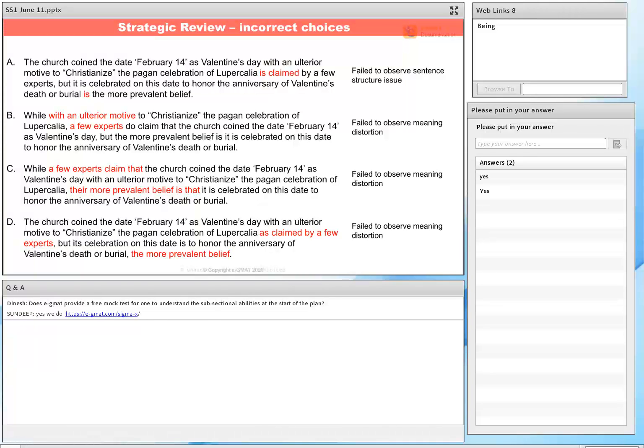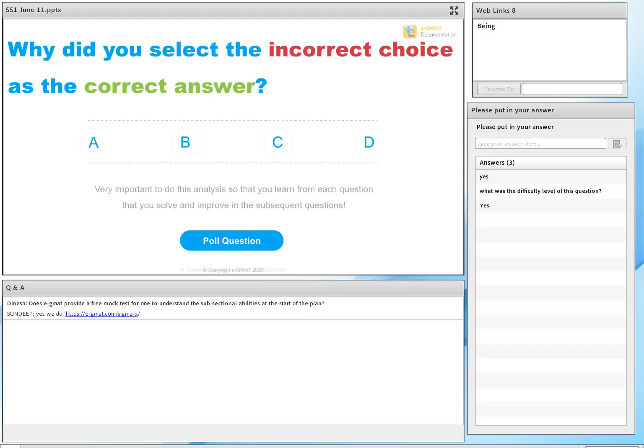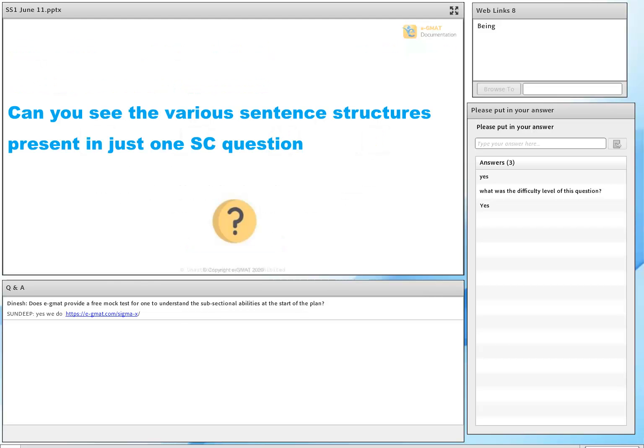And when it comes to achieving that 90th percentile, it is about perfecting how to find and correct errors across these sentence structures. This is a 700 level question. I told you this is in that refining to perfection or mastering application stage. And this is just one SC question, and there are about 10 sentence structures in there when you look at how the various clauses were connected.